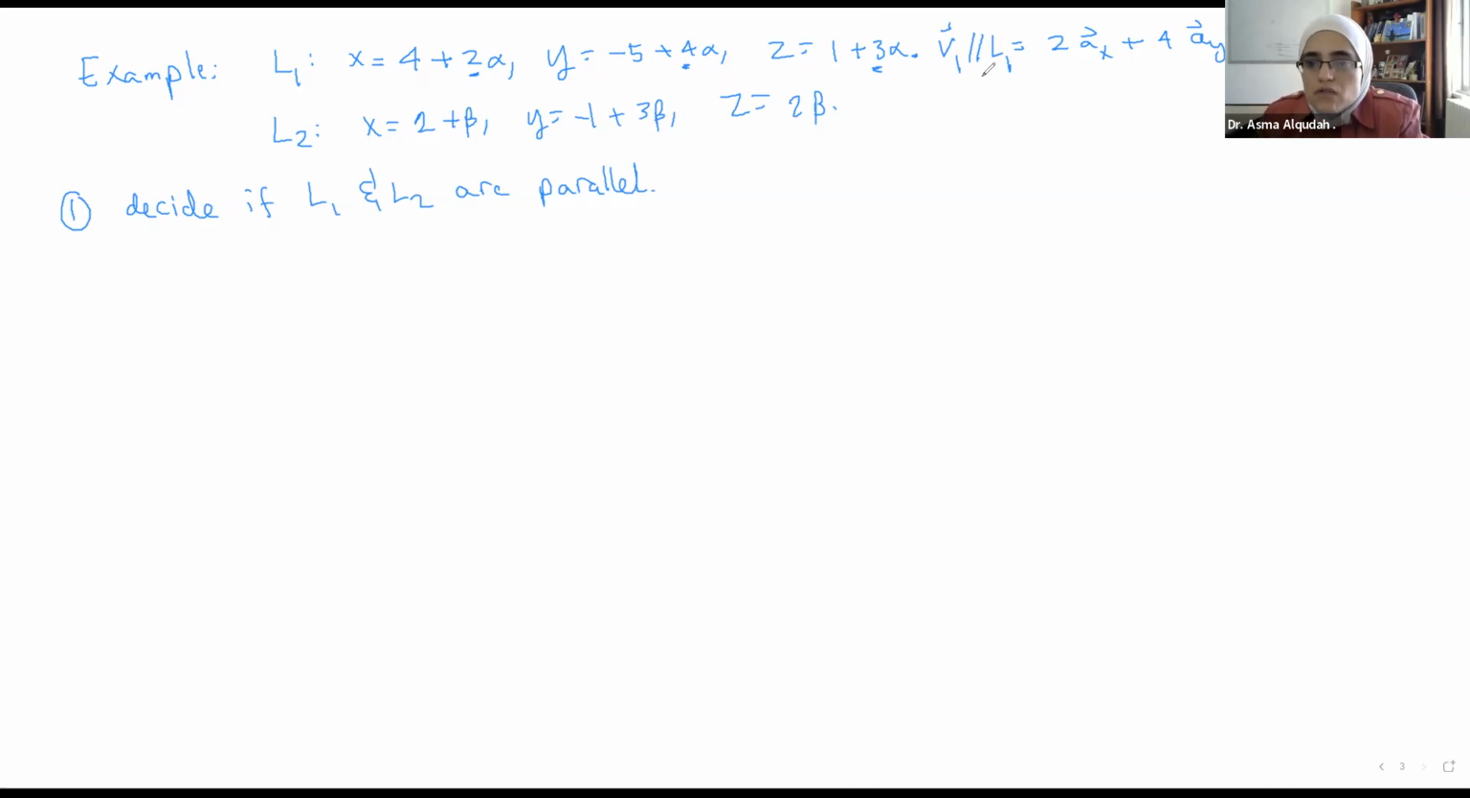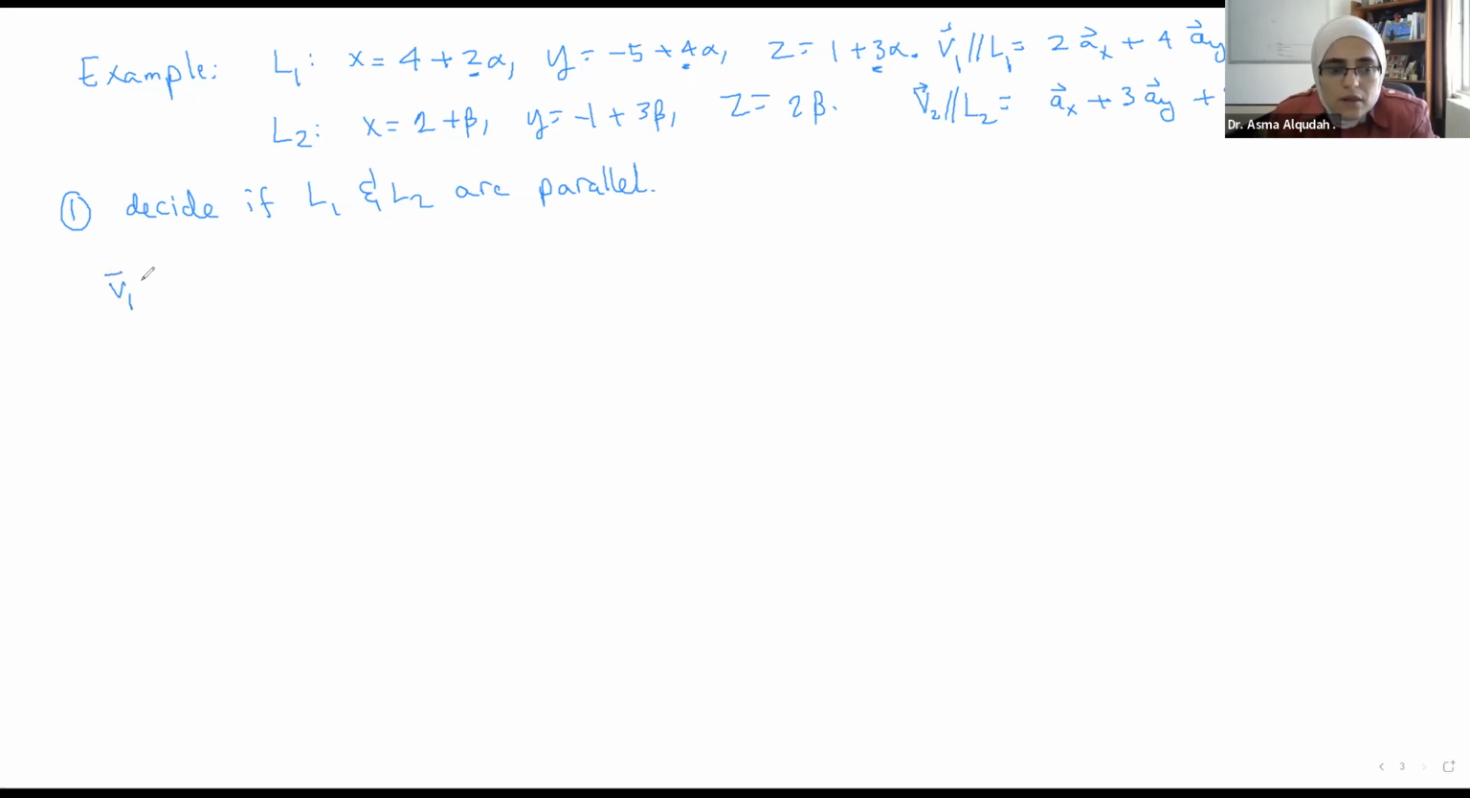Now, this is for vector v1, and now for vector v2, which is parallel to L2, it's equal to a sub x plus 3a sub y plus 2a sub z. Okay, now we have the two vectors and we should make the cross product now between v1 and v2.